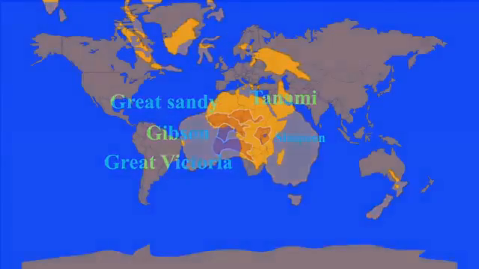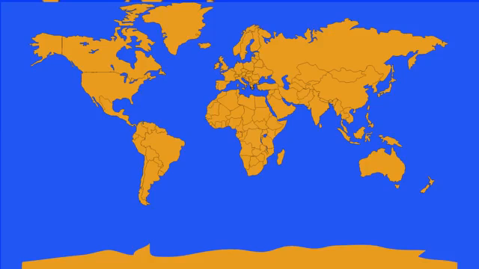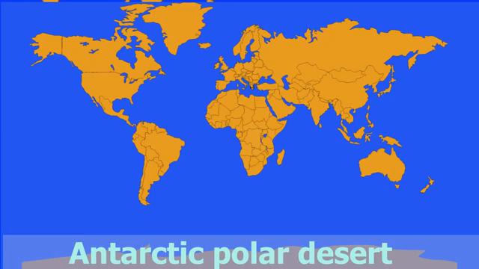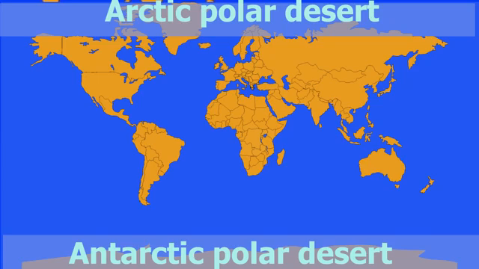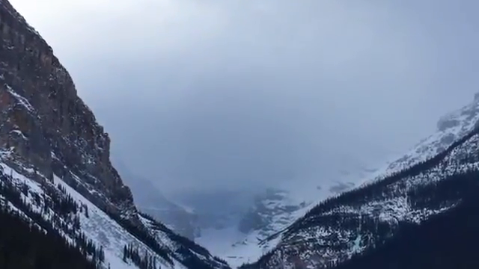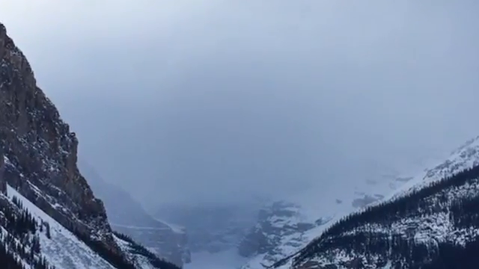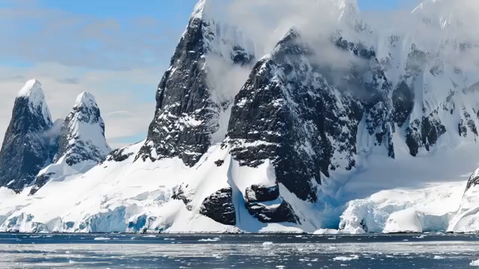Next one are the polar deserts. Now the two largest deserts on earth are the polar areas. The Antarctic Polar Desert covers the continent of Antarctica and has a size of about 5.5 million square miles. The second largest desert is the Arctic Polar Desert. Unlike the tundra that can support plant and animal life in the summer, polar deserts are barren with permanent layers of ice.